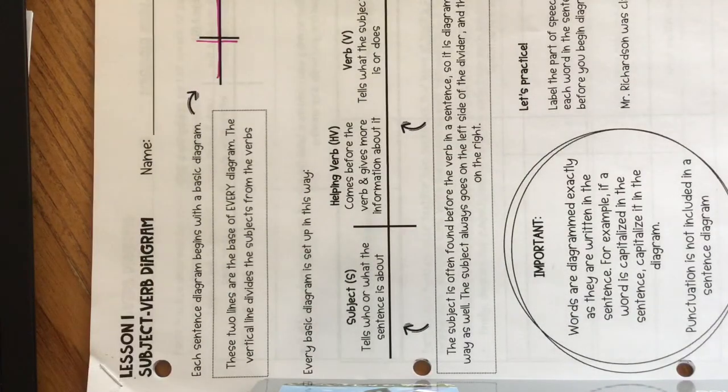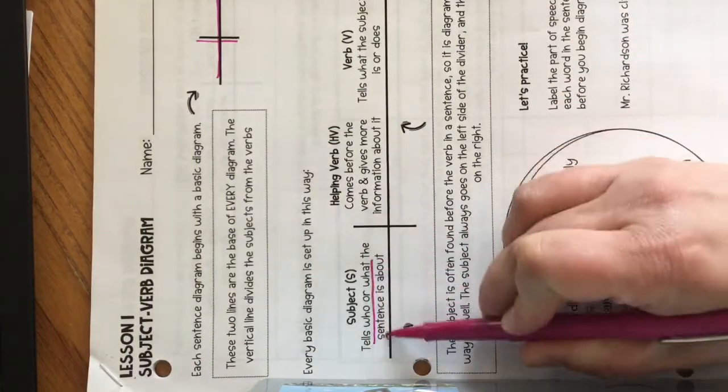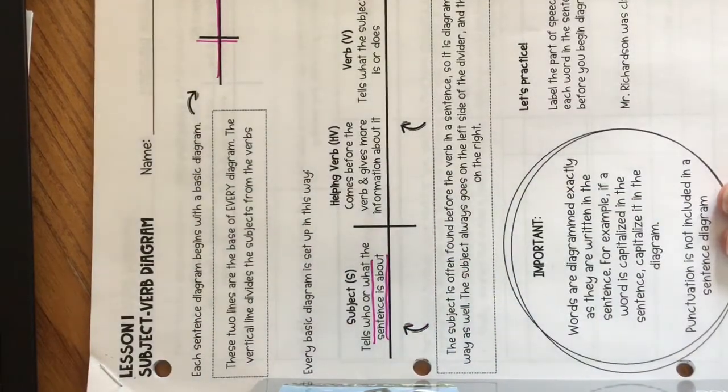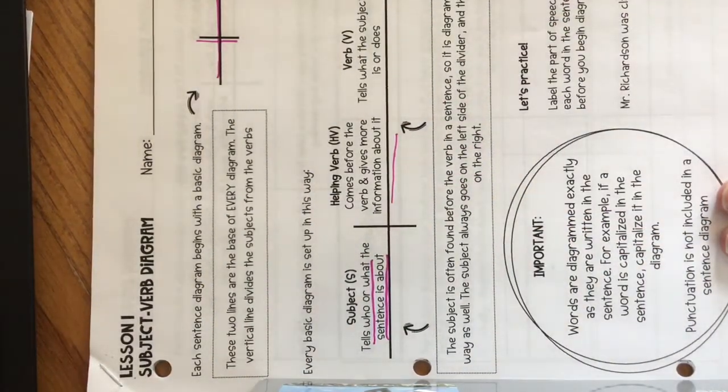The 2 lines are just dividing the subject from the verb. Remember that the subject of your sentence is who or what the sentence is about, okay? Who is responsible for the action or the action upon an object. The helping verb, you just sang your little Jingle Bell song. Helping verbs, there are 23.